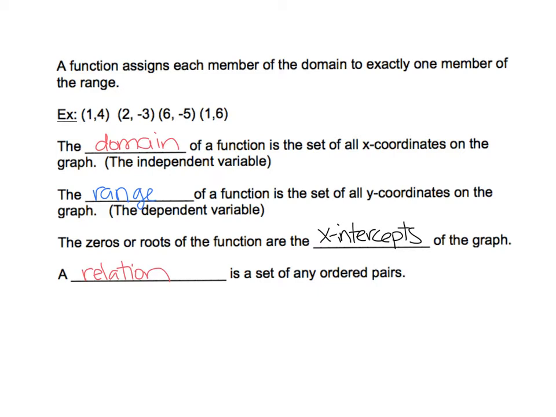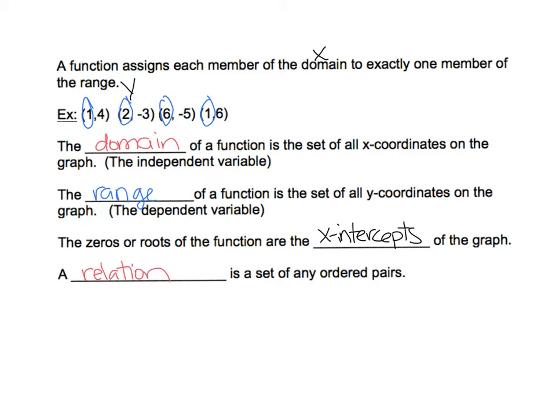Alright, so a function assigns each member of the domain to exactly one member of the range, okay? You guys should hopefully recall that domain is your x values and range are your y values. So the domain of a function is the set of all x coordinates, okay, the independent variable. So if we were looking at this example, I'll circle all your x values, 1, 2, 6, and 1. Okay, those would be all considered your domain.